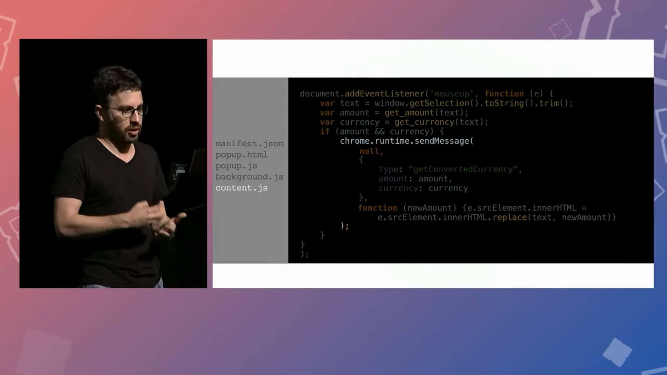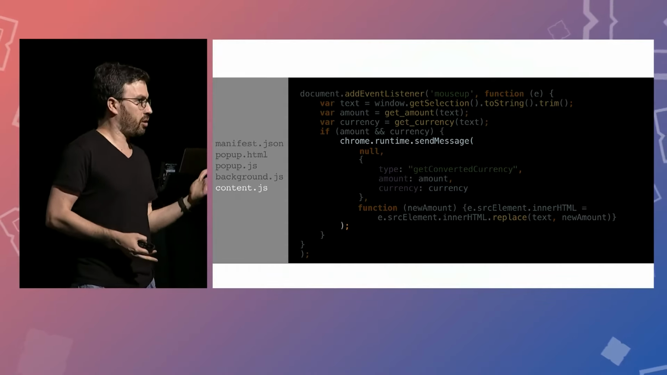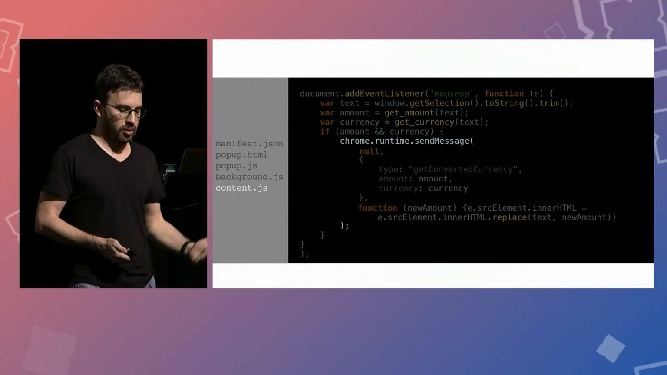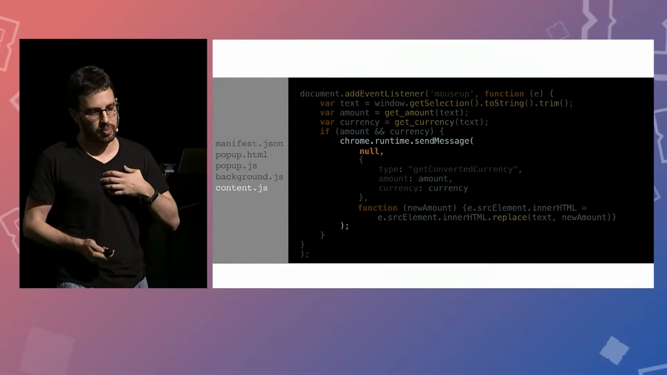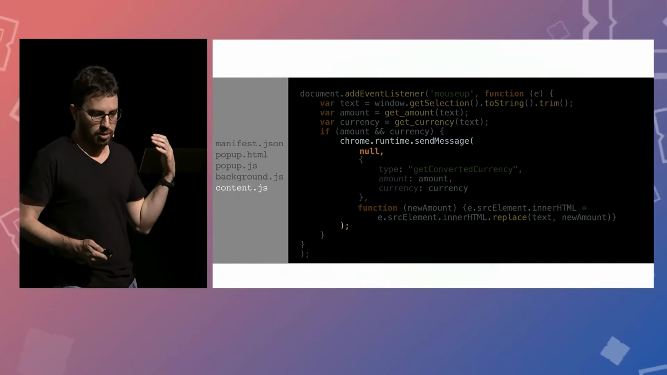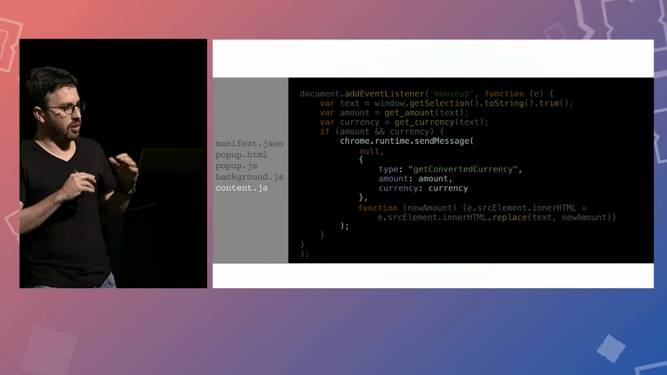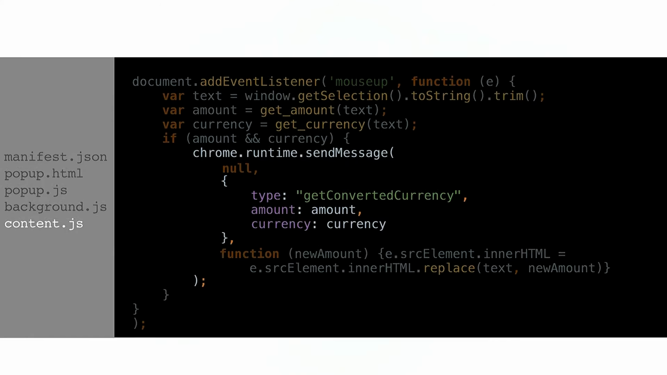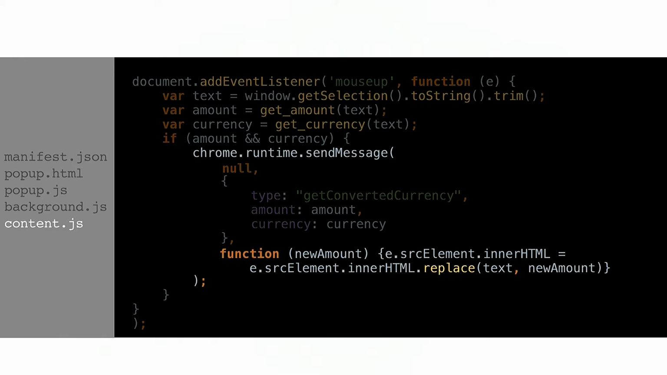On the content side, once we have the amount and the currency, we send a message. The first parameter is null, because we send the message to ourselves, to our extension. The second parameter is the message, just a JSON with a type, which is the type of the message, to get the converted currency, the amount, and the currency. The last parameter is the callback. In our case, once we get the response, we want to inject the result to the DOM, as you can see here.